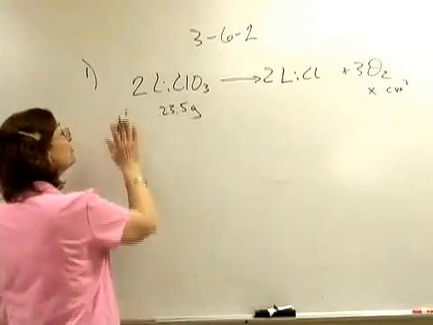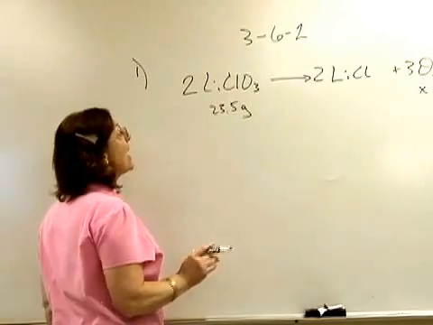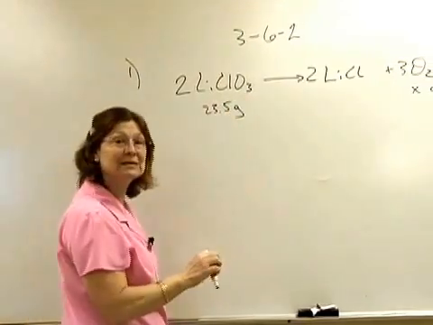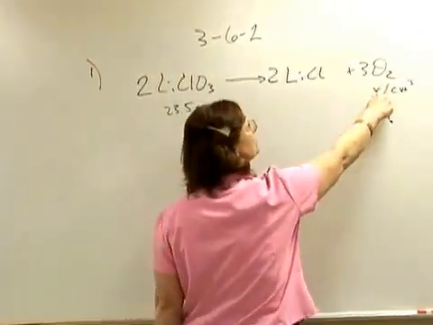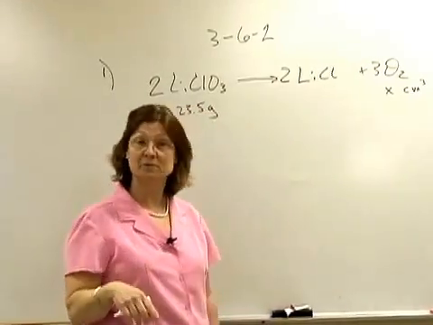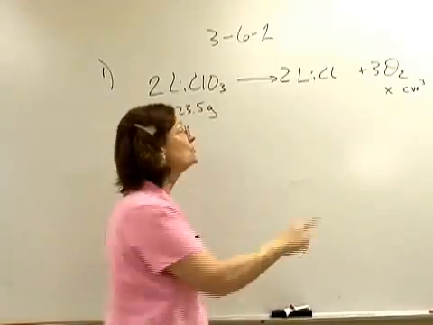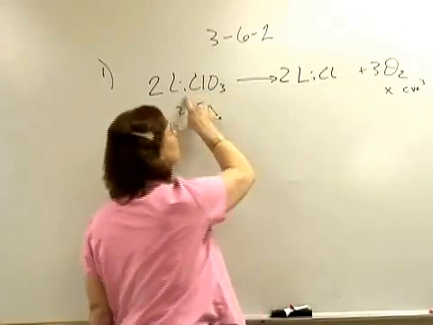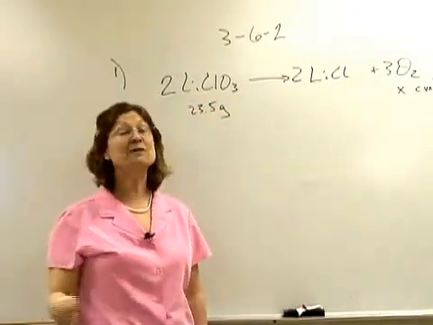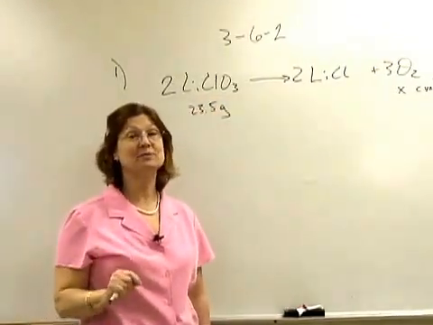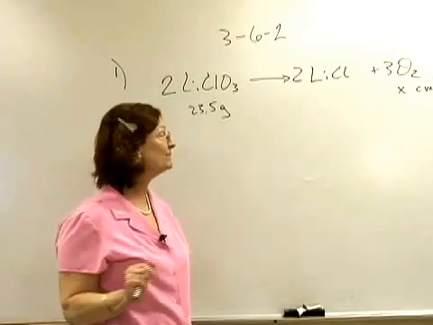The first thing I do is get my balanced equation. I have 3 oxygens on one side and 2 oxygens on the other side. Therefore, the common multiple between 3 and 2 is 6. So I need 3 oxygens and 2 lithium chlorates. Once my formulas are written, I cannot add subscripts. I can only add coefficients.